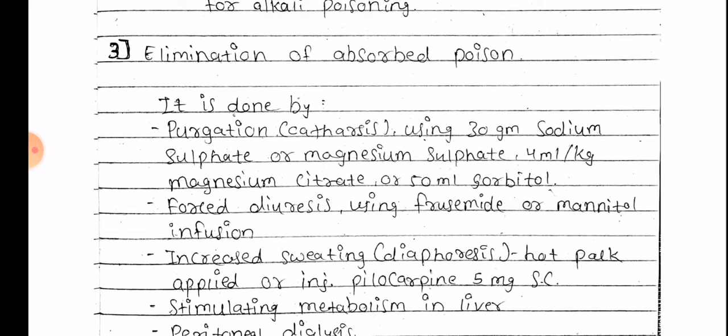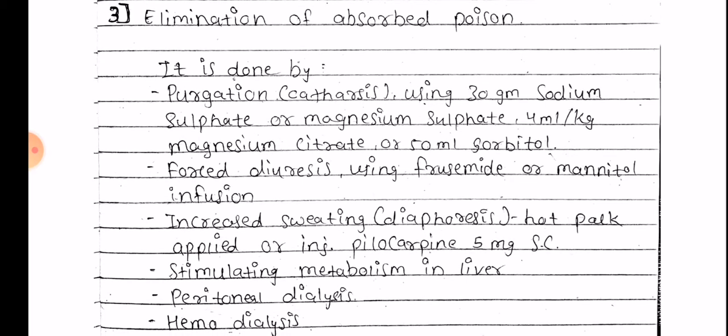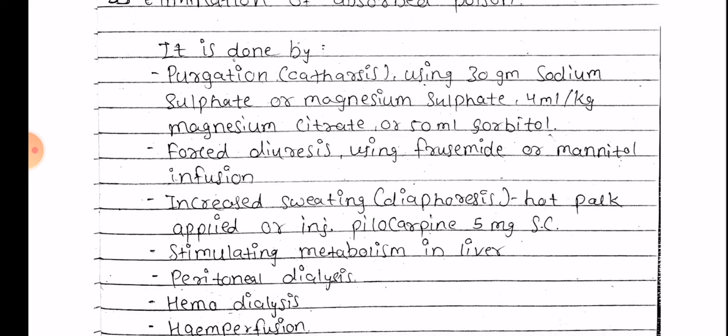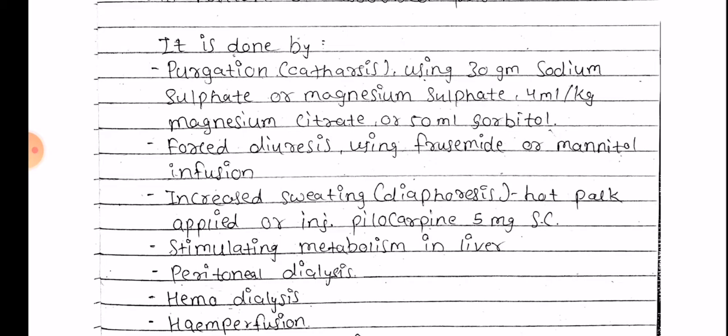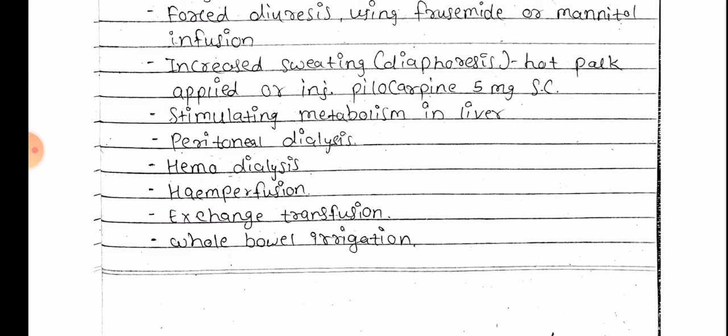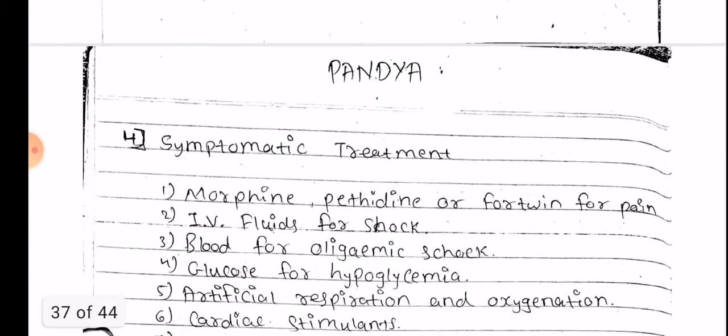Elimination of absorbed poison. It is done by purgation, catharsis, using 30 grams of sodium sulfate or magnesium sulfate in 4 ml per kg, magnesium citrate or 50 ml sorbitol. Forced diuresis using furosemide or mannitol infusion. Increased sweating, diaphoresis, hot applications or injected pilocarpine 5 mg subcutaneously. Stimulating metabolism in liver, peritoneal dialysis, hemodialysis, hemoperfusion, exchange transfusion, and whole bowel irrigation.